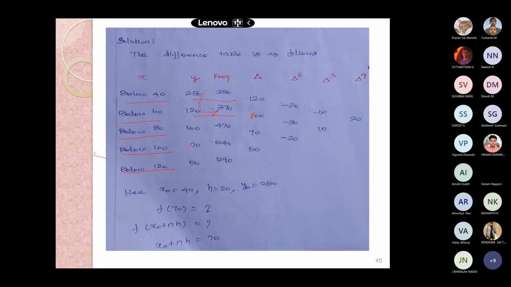So my X naught is 40, my h is 20, and my Y naught is 250. So X naught plus n into h is equal to 70. I am applying my values for X naught and h. So 40 plus n into 20 is equal to 70. So 20n is equal to 70 minus 40, which is 30. And n is equal to 3 by 2, 1.5.